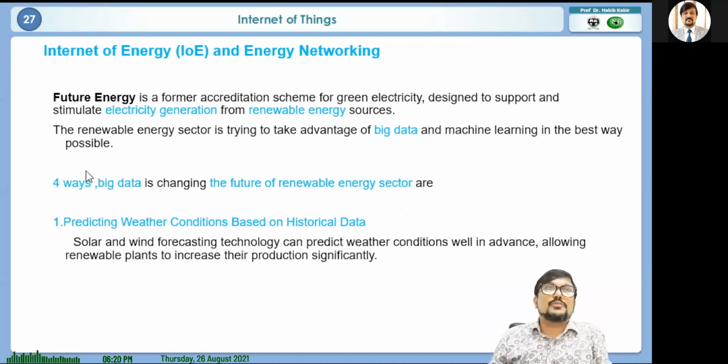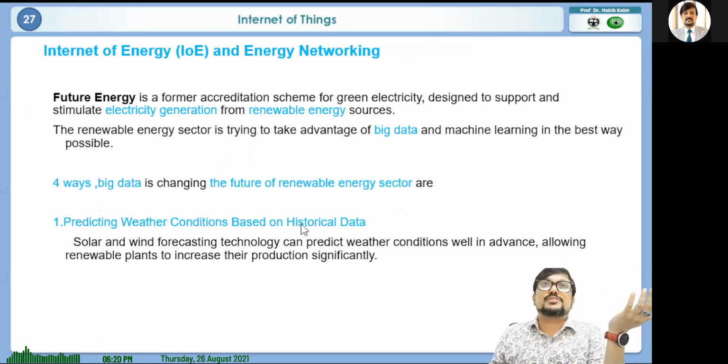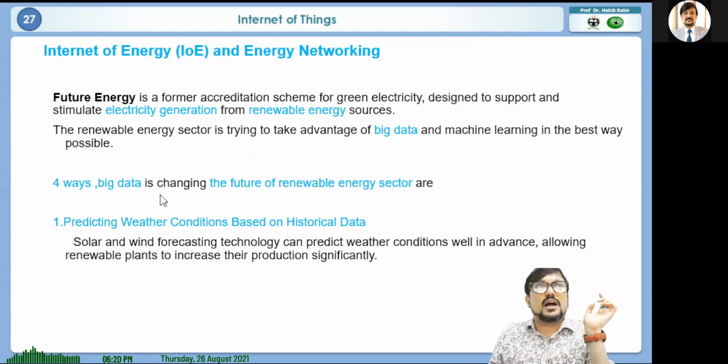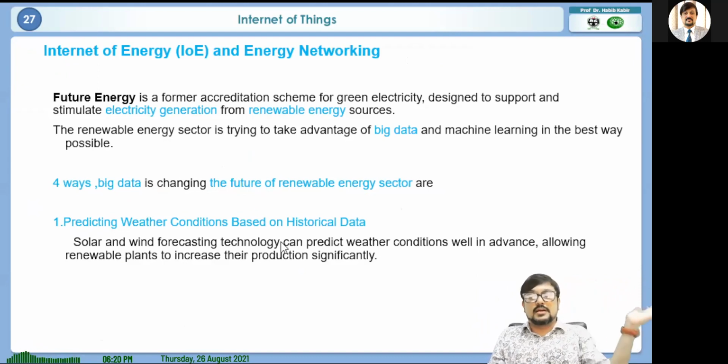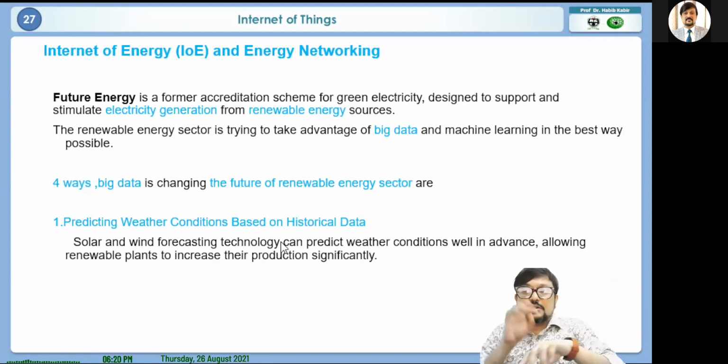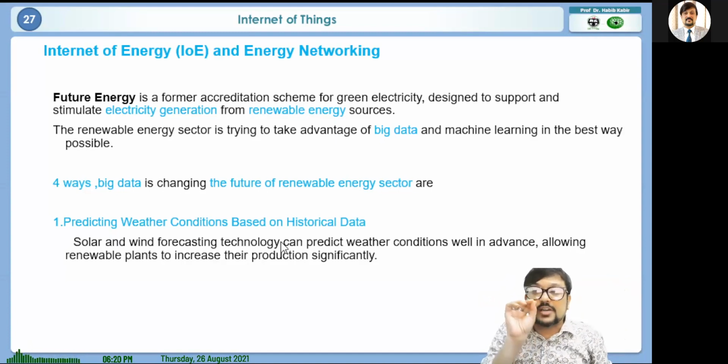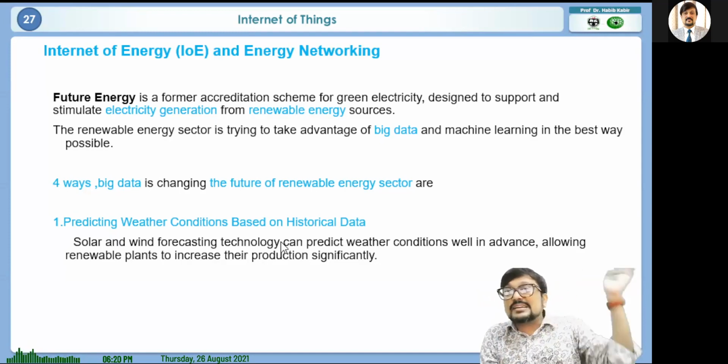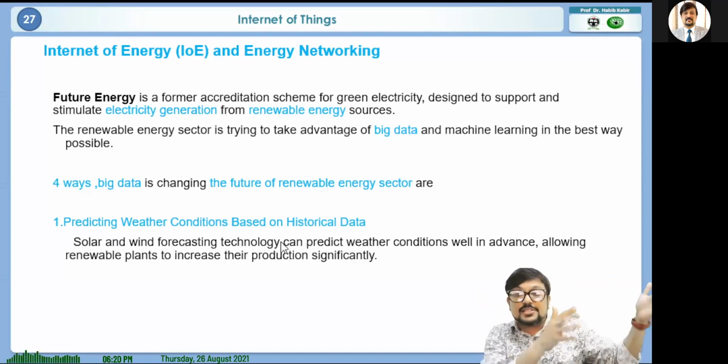So the big data can be used like predicting weather conditions based on historical data. I'm not going through this in detail because I have to finish very quickly. This is for IoT and big data. You know how the weather condition is measured. Whenever you press Google weather, they search: today is 26 August, Thursday. They find 100 years of previous data. They have the historical data.